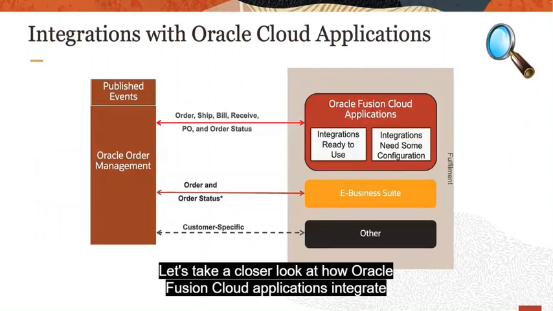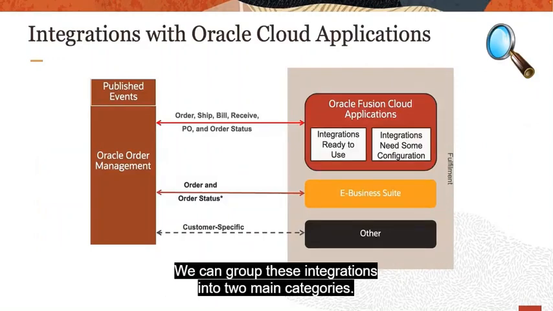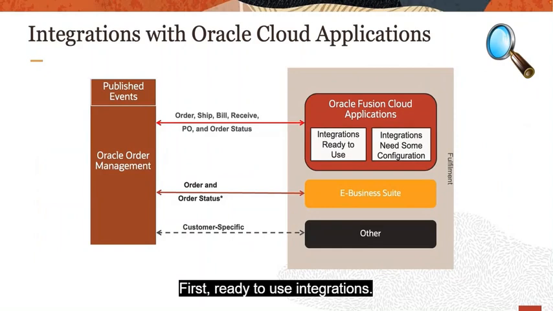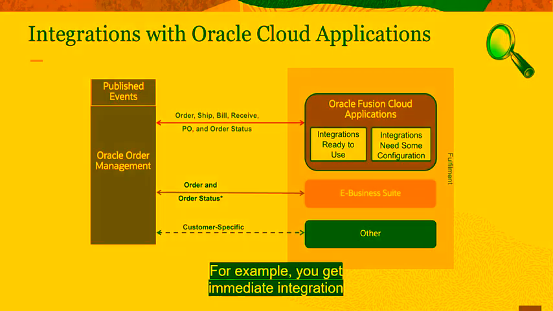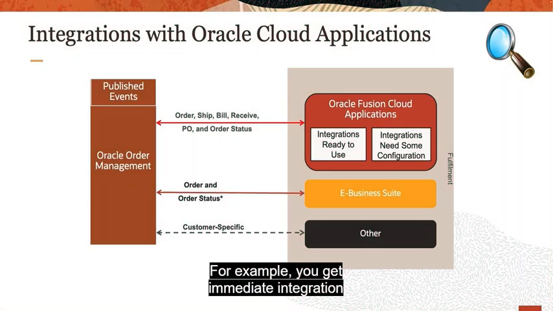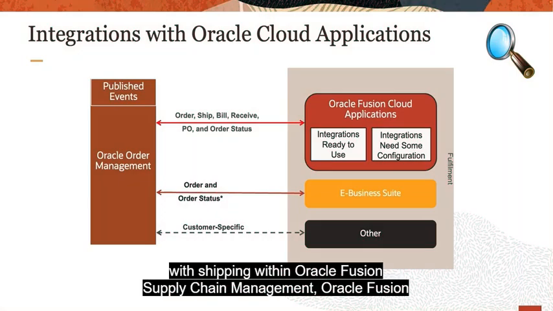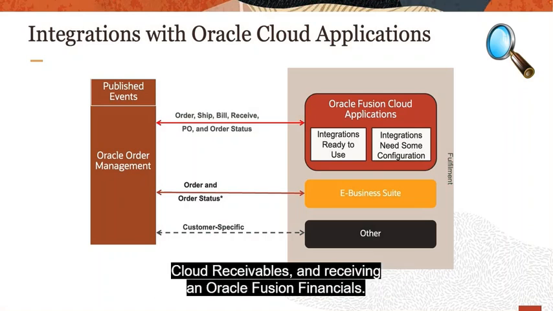Let's take a closer look at how Oracle Fusion applications integrate with order management. We can group these integrations into two main categories. First, ready-to-use integrations. Some Oracle Fusion Cloud applications come with pre-built connections to order management. They're ready to go out of the box. For example, you get immediate integration with shipping within Oracle Fusion Supply Chain Management, Oracle Fusion Cloud Procurement, Oracle Fusion Cloud Inventory, Oracle Fusion Cloud Receivables, and receiving in Oracle Fusion Financials.